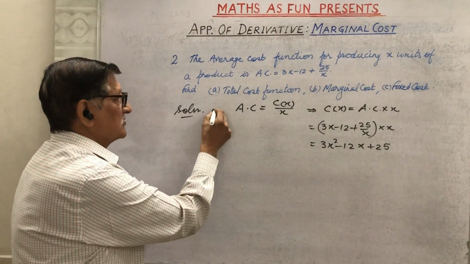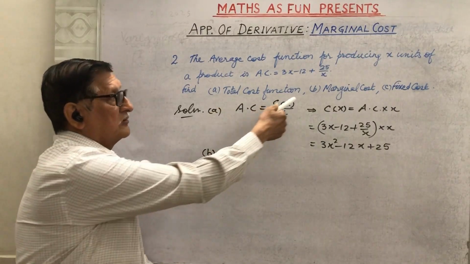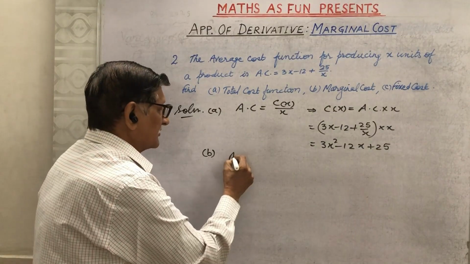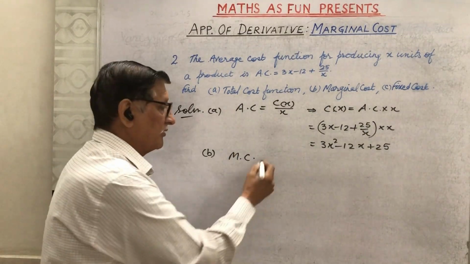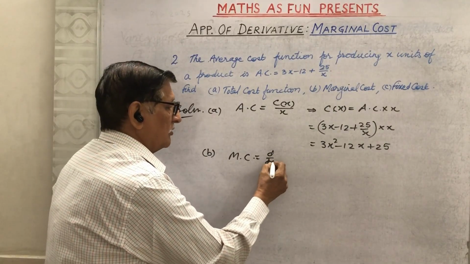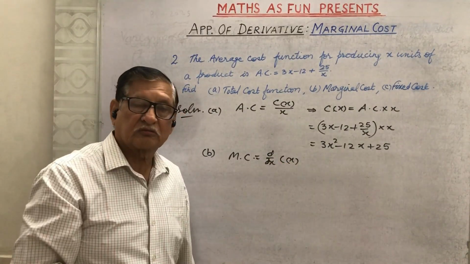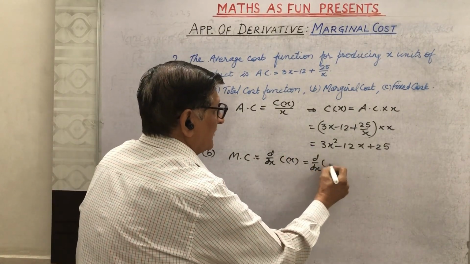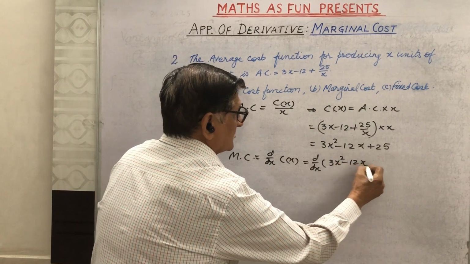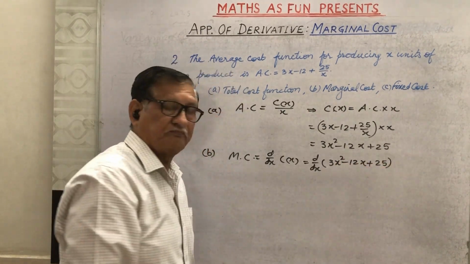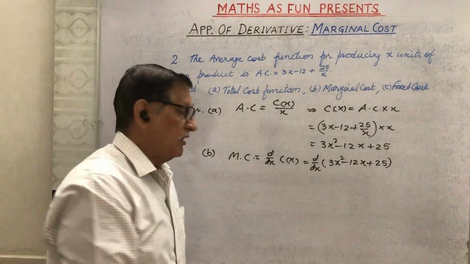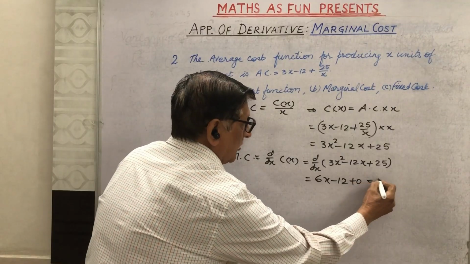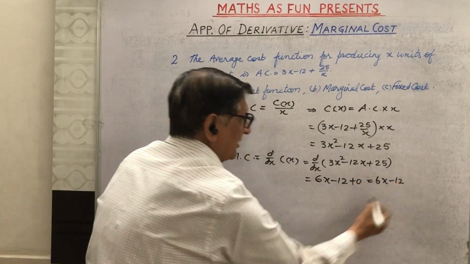In the second case, this was part A. In part B, we have to find the marginal cost. We know that marginal cost is given by d by dx of C(x), that is C dash x. If we differentiate d by dx of 3x square minus 12x plus 25, we get 6x minus 12 plus 0, or we can say 6x minus 12.